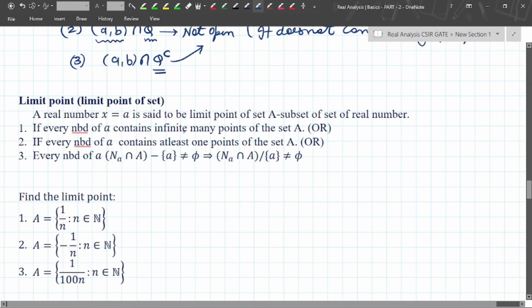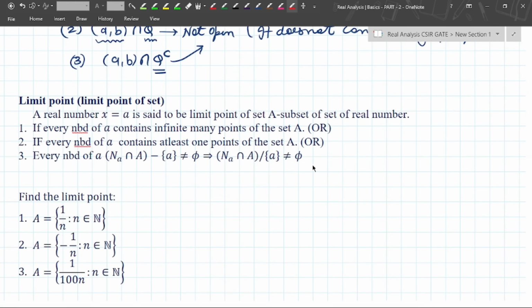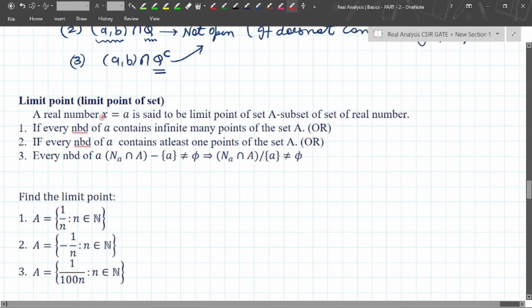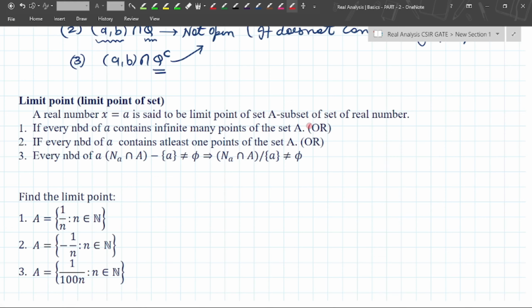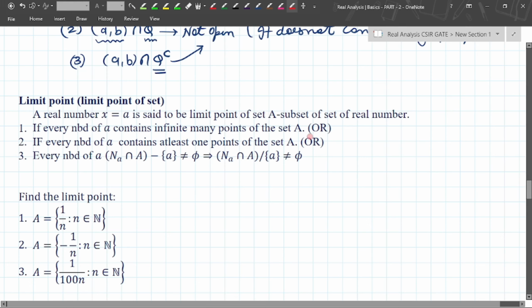Next, limit point. The concept of limit point is also important. A real number x is said to be a limit point of a subset A of real numbers if every neighborhood of x contains infinitely many points of A. It is also known as a cluster point. In the neighborhood of that point, there must be infinitely many points of A.